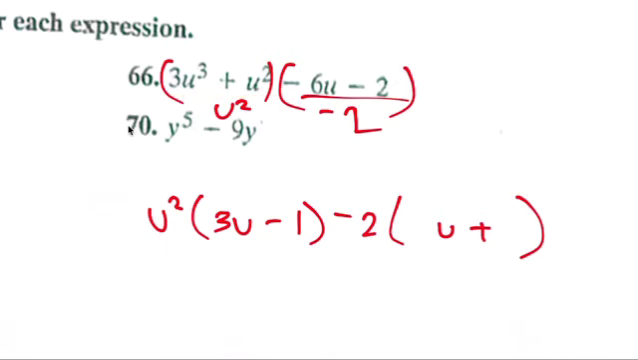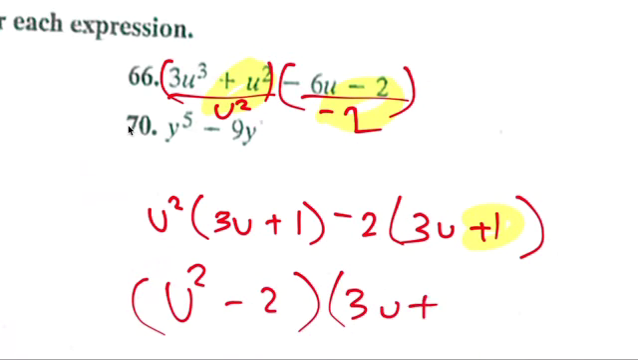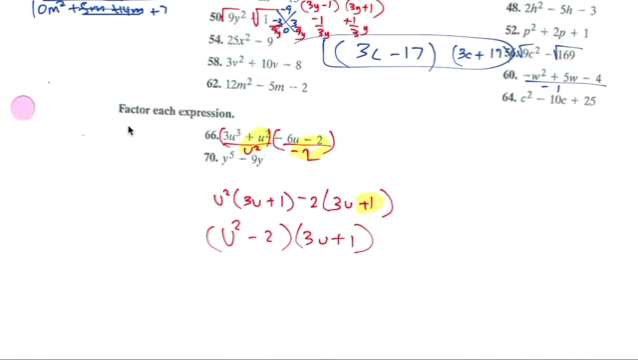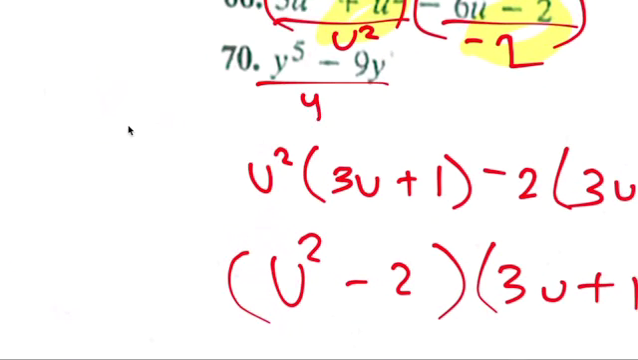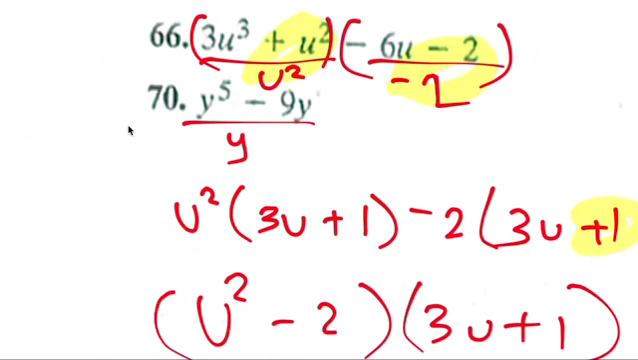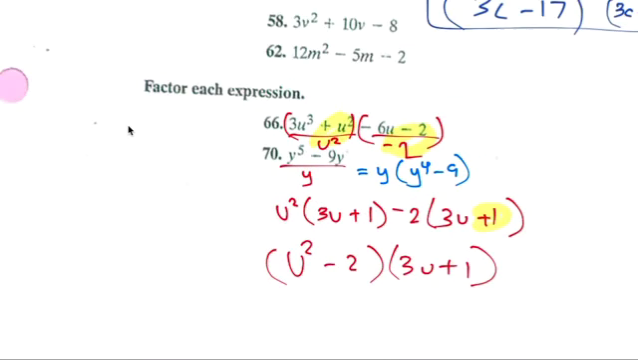Oh, okay, notice I got this one wrong. The reason why I noticed it got wrong because this one here. So things like that. And so it's u squared minus 2 and then 3u plus 1. You can check it and see. And here you divide by y, right? So your answer for the 70 is like that.